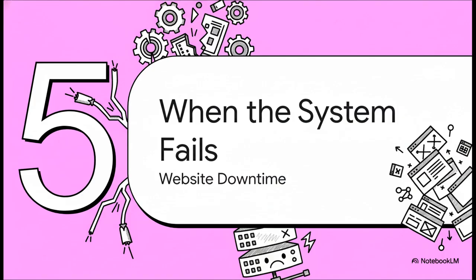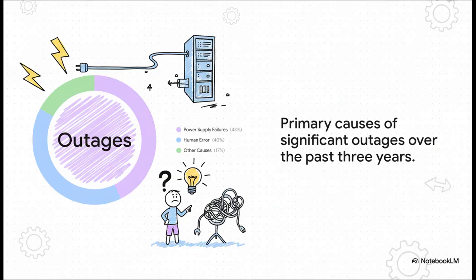The answer is something we've all experienced: downtime. So what causes these failures? You might think it's all hackers and sophisticated cyber attacks, right? Well, according to the Uptime Institute, the two biggest culprits might actually surprise you. In recent years, about 43% of major outages were caused by simple power failures, and an incredible 40% were just due to human error, someone messing up.